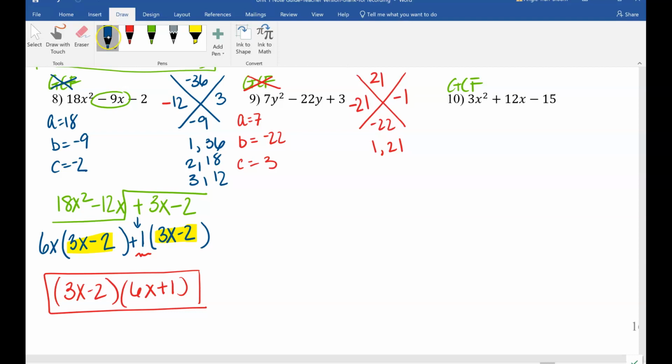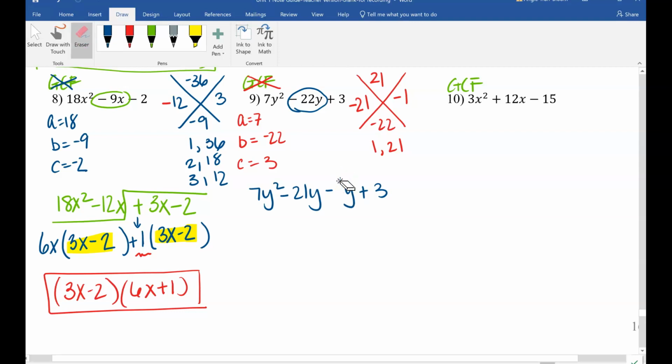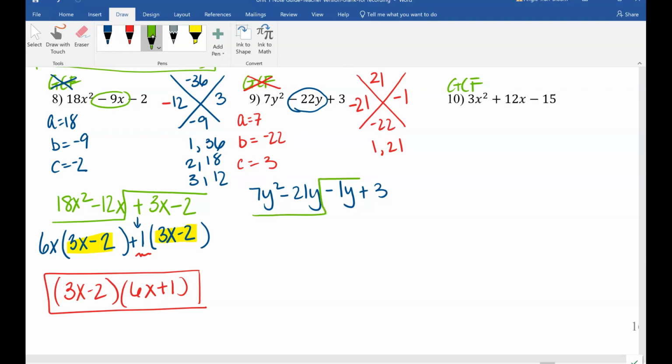So I'm going to drop down my 7y squared, drop down my positive 3, take out the negative 22y and plug in negative 21y, and again negative 1y. Now if you don't like writing negative 1y, fine, write negative y. It doesn't matter, okay? So if you want it back, put it back. So factor by grouping because we have 4 terms, okay? Repeat after me. To factor 4 terms, we have to use factor by grouping.